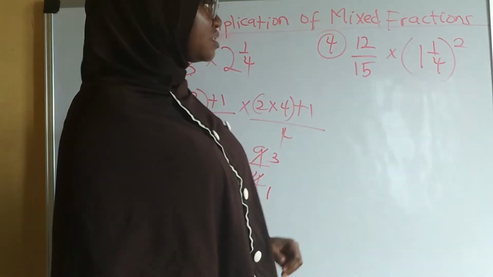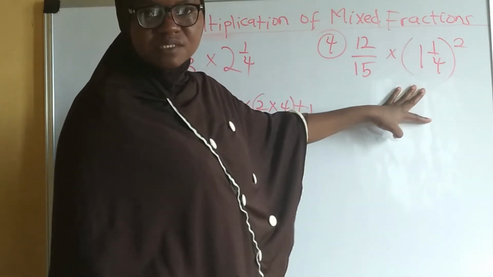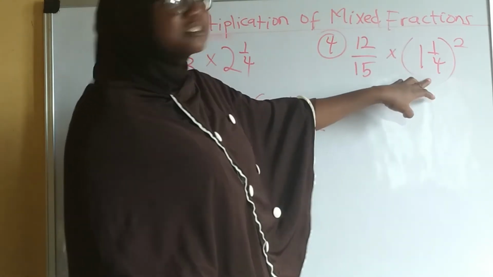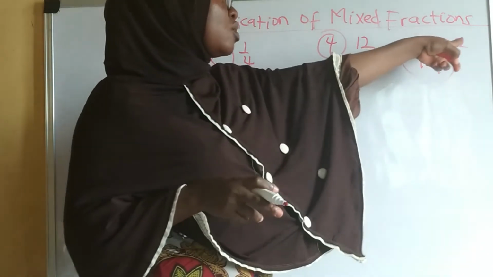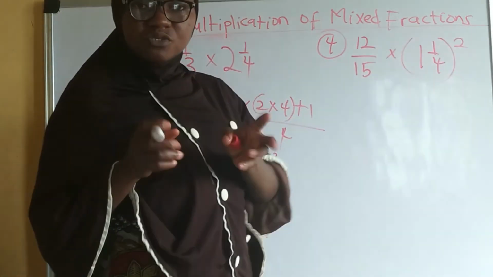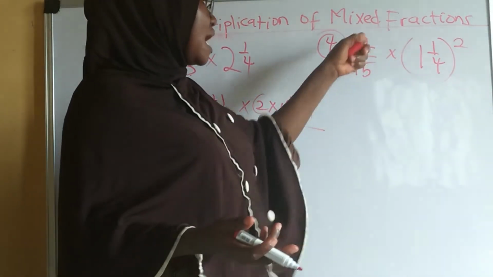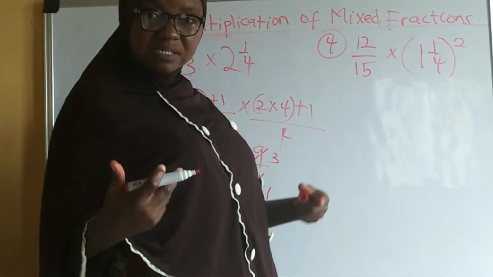And how do I deal with it? It is a mixed fraction that I have inside this bracket. So I need to convert this mixed fraction into an improper fraction, after which I'll raise it to the power of 2 to see what it's going to give me. And then after that, I'll multiply with this. Does that make sense? Alright.